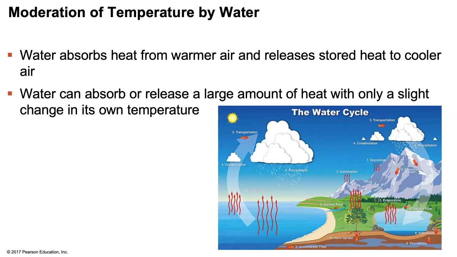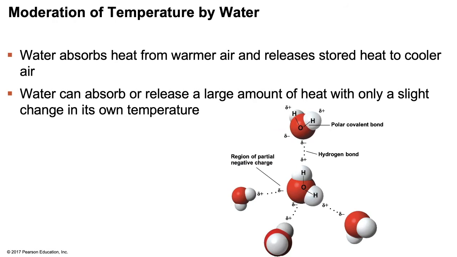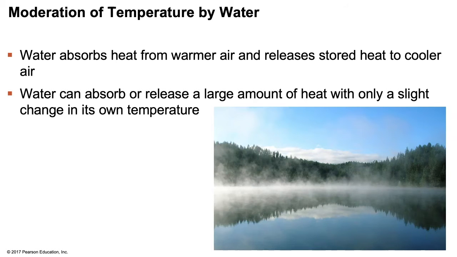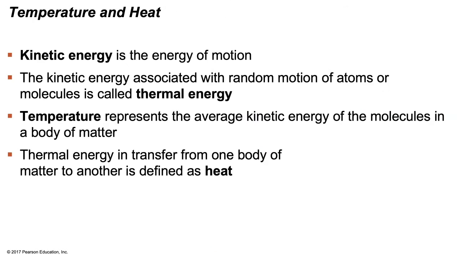And can you guess what gives water this unique quality? Of course, the answer is hydrogen bonds. The hydrogen bonds formed between the water molecules are able to absorb some of that heat. Because of this, water absorbs heat from warmer air and releases stored heat to cooler air. You may have witnessed this on a cool morning off a lake. The lake absorbs the heat beating down from the sun all day. Then in the morning, when the temperature has dropped, heat is released back into the air and you can see it coming off the lake. This is the moderation of temperature.